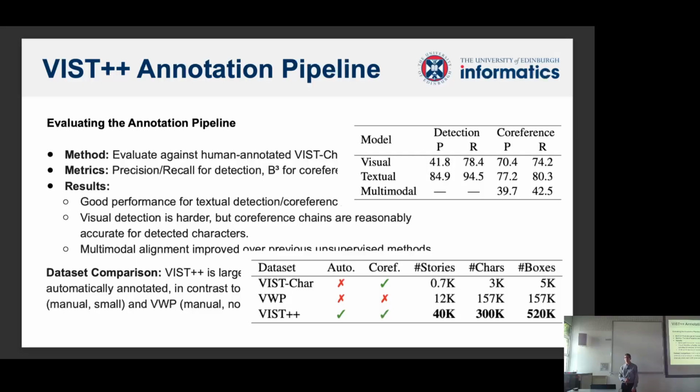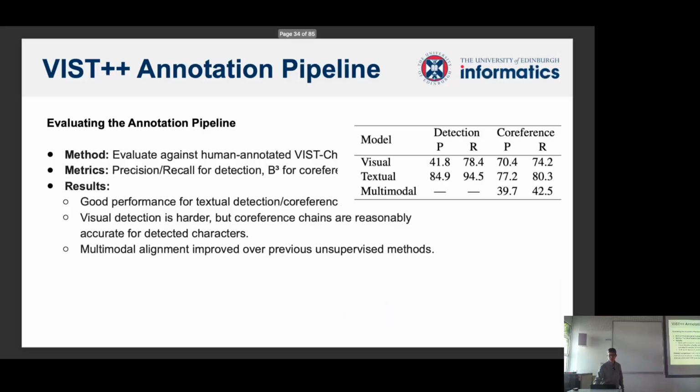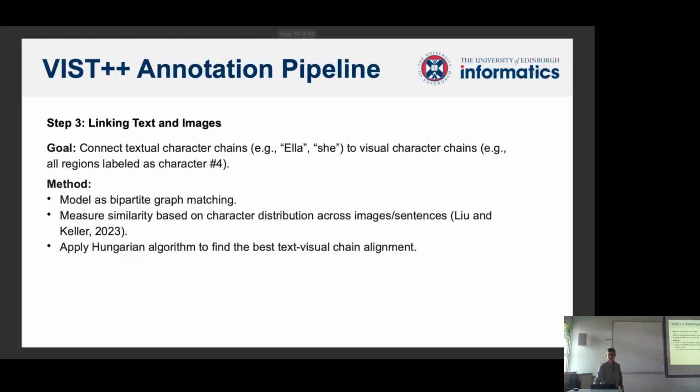Okay, I think I understand now. So this is after the chains have been merged. Yeah, this is essentially the third step here, where we're linking the two chains, the character chain and the visual reference chain.